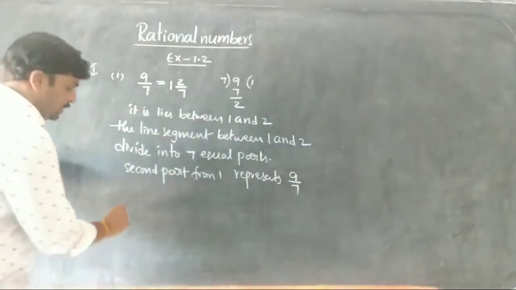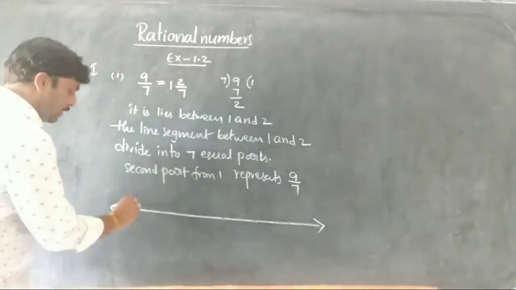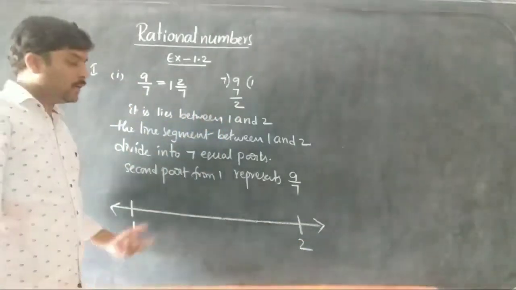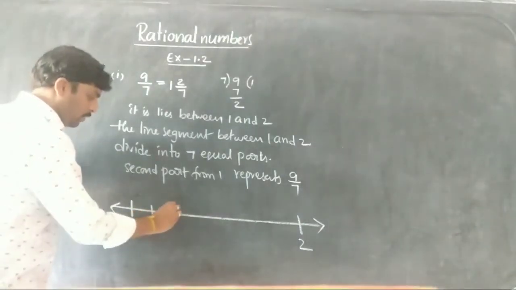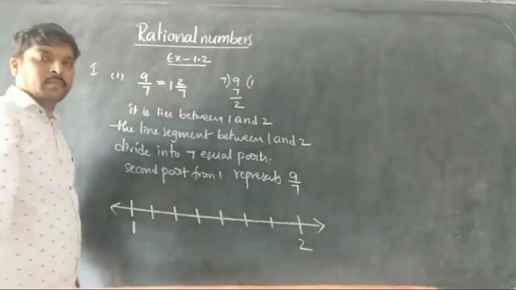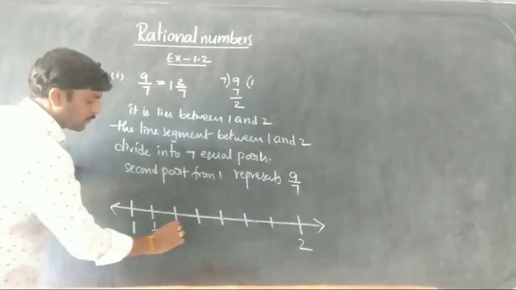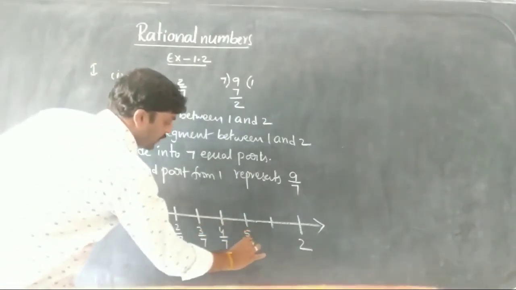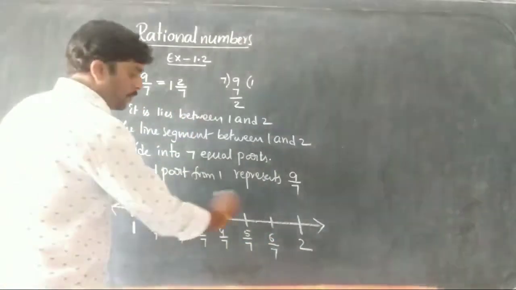Okay, now this is the number line. On the number line, between 1 and 2, the line segment is divided into 7 equal parts: 1, 2, 3, 4, 5, 6, 7. So first it is 1 by 7, 2 by 7, 3 by 7, 4 by 7, 5 by 7, 6 by 7. After that, 7 by 7 means 1. 1 plus 1 is 2.